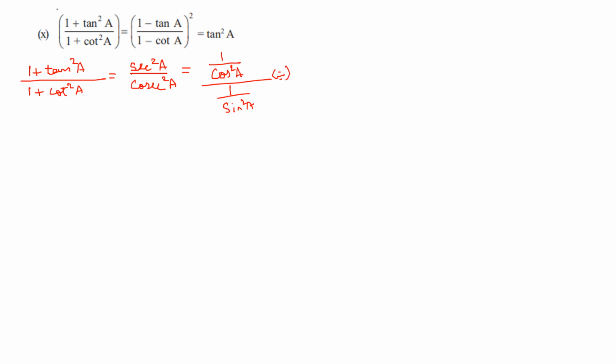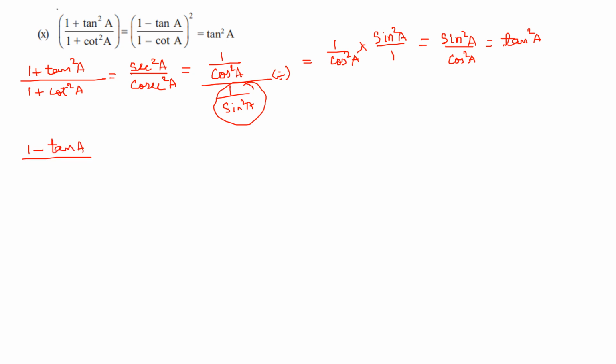Again, this is your division. So when you change division to multiplication, what will happen? This part you have to write the reciprocal. So reciprocal of 1 by sin square A is sin square A by 1. So this will give you sin square A by cos square A, which is equal to tan square A. Isn't it? Sin A by cos A is tan, now it's a square. So it will be tan square A. Now the second one is 1 minus tan A by 1 minus cot A whole square.